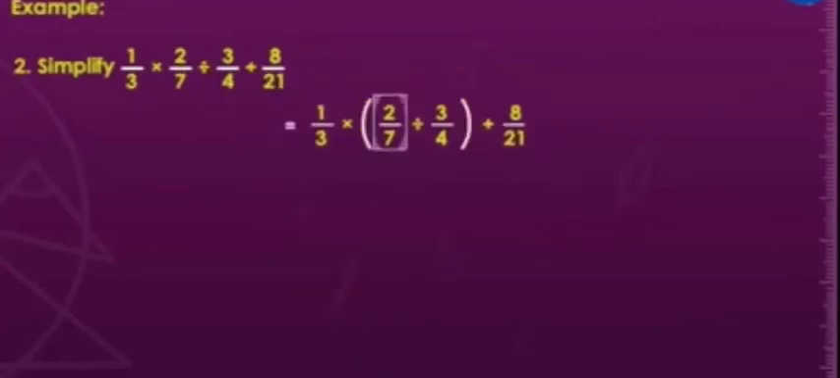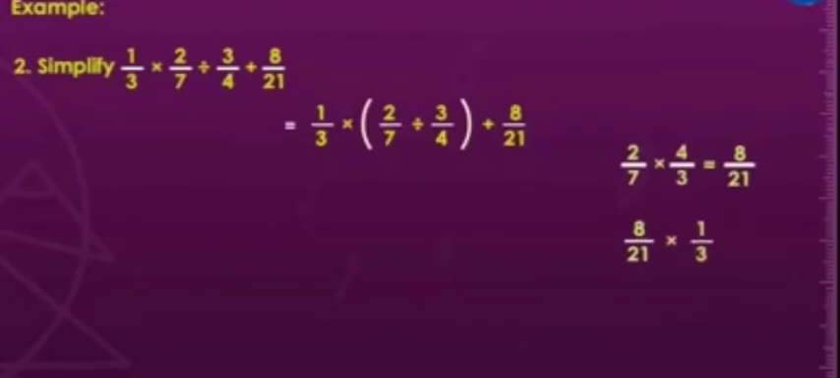Example 2. Simplify 1 by 3 into 2 by 7 divided by 3 by 4 plus 8 upon 21. For that, 1 by 3, now multiply 2 by 7 into the reciprocal of 3 by 4. You will get, look on the screen, 2 by 7 multiplied by 4 by 3, which is 8 upon 21. Now then multiply 8 by 21 into 1 by 3, which is equal to 8 by 63. Now therefore you can write here 8 by 63 plus 8 by 21.